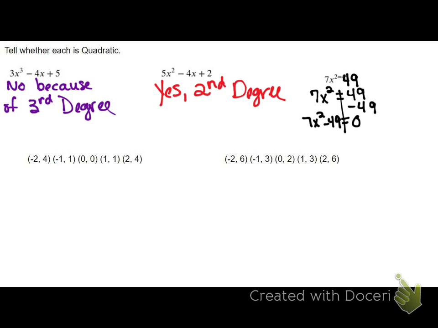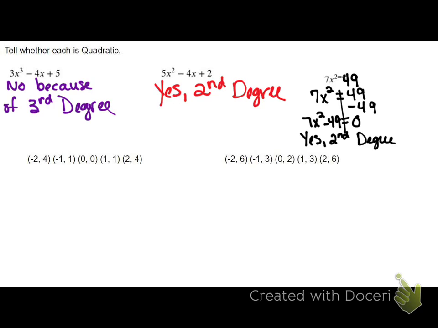Now, do I have a quadratic equation? Yes, it's to the second power, so yes, because it's second degree. Okay. Moving right along. Good job.